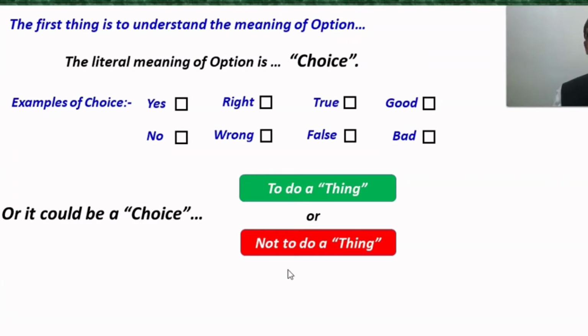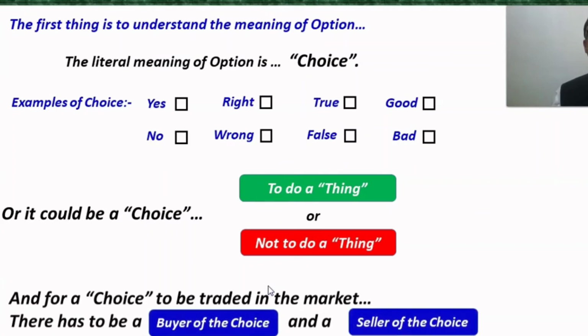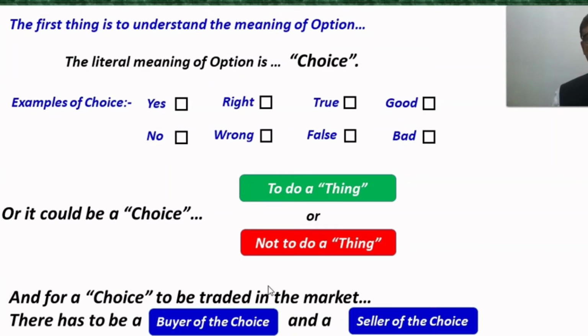All right. And if a choice is to be traded in the market, if there is a marketplace for a choice, then there has to be a buyer of the choice and somebody has to sell the choice. You see, if you want to buy something, then somebody should be willing to sell that thing. And similarly, if you are trying to sell something, then there has to be a buyer for that. Only then can the trade be executed, isn't it?